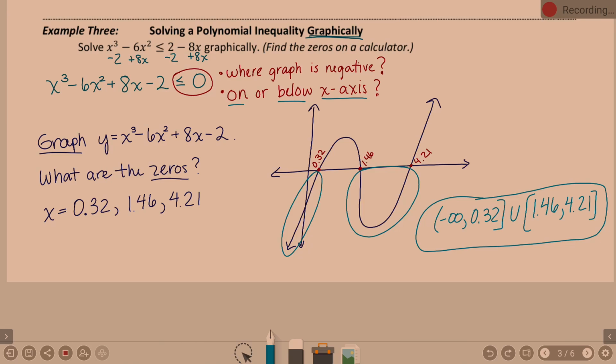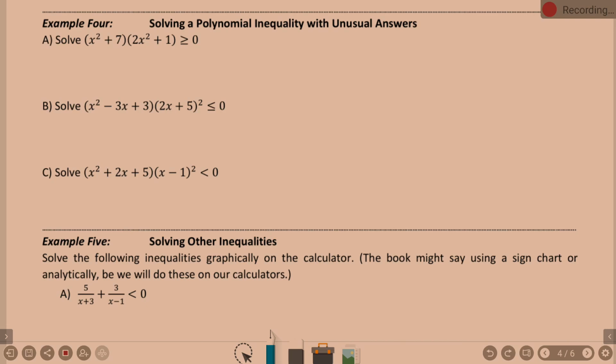Okay. Backside. We've got some special cases that we need to talk about. And down at the bottom, yeah, it's all kind of special cases on the backside, really. So let's look at some of these. Solving a polynomial inequality with unusual answers. Okay.